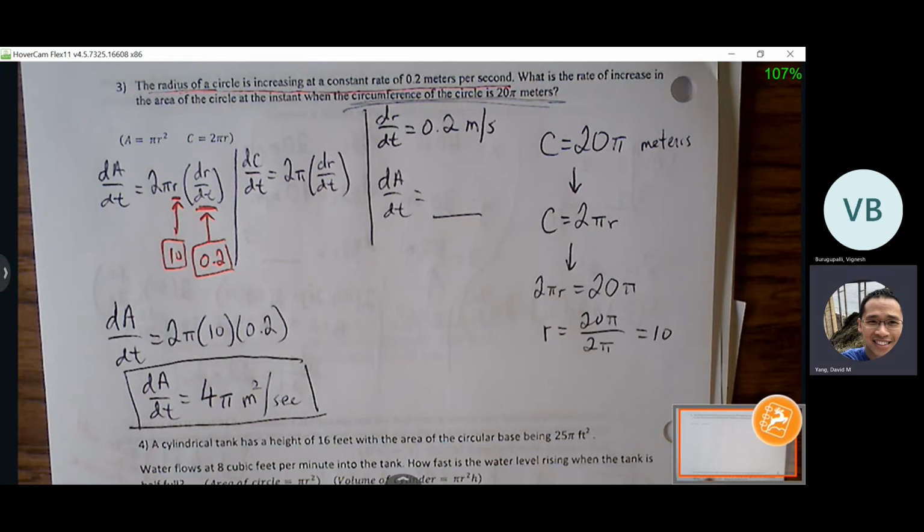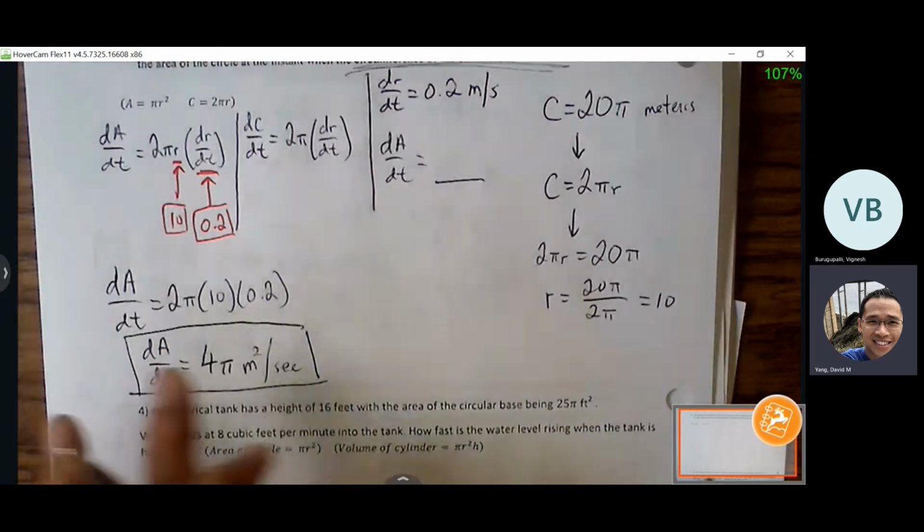Oh, great. Thank you. Okay, number 4. Cylinder. Whenever you see a cylinder problem, you should automatically think this is going to be easier than cones. Okay, and it's different than cones.